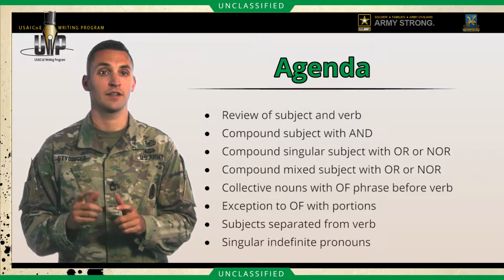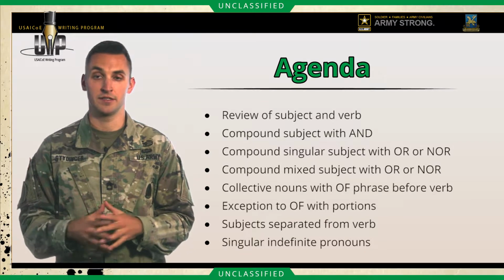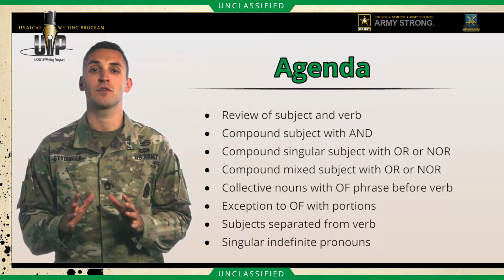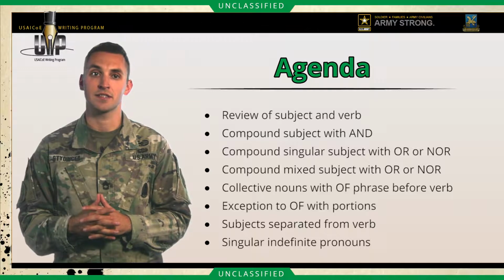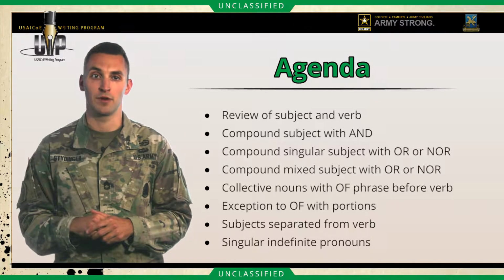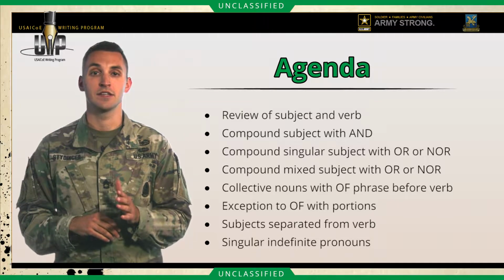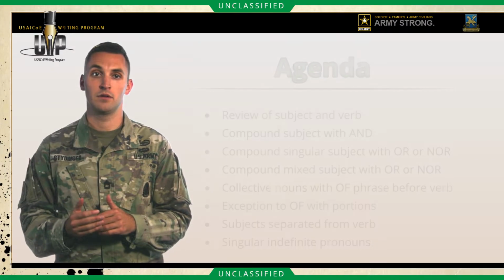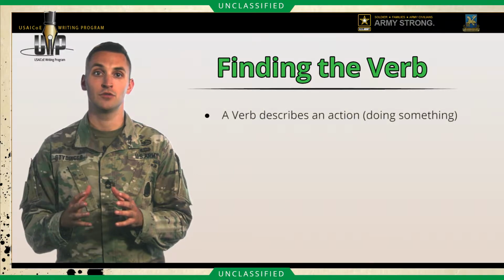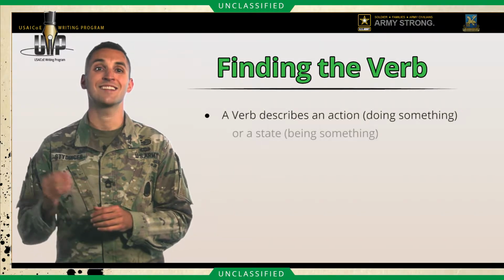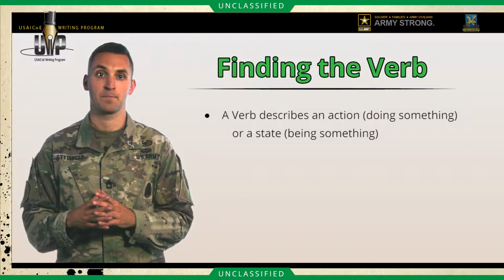Let's start with finding the subject and verb of the sentence. Even if this quick review seems basic, knowing these two things is the key to success in correct subject-verb agreement. It is easiest to start with the verb. A verb is a word which describes an action, doing something, or a state, being something.